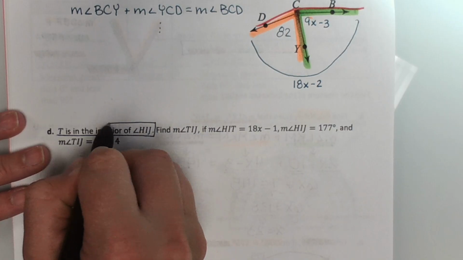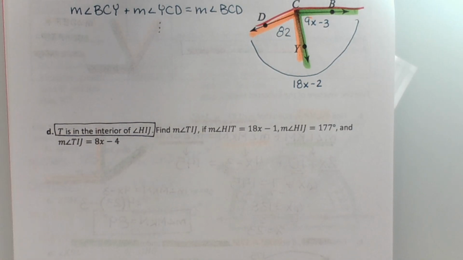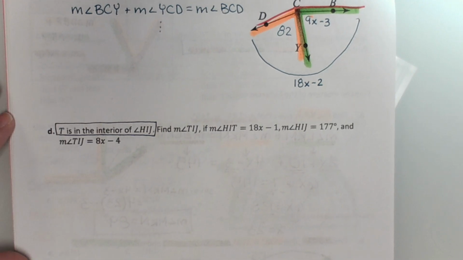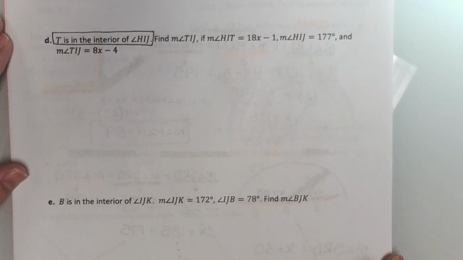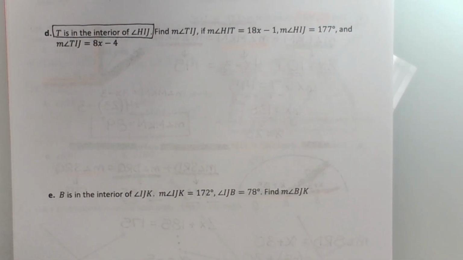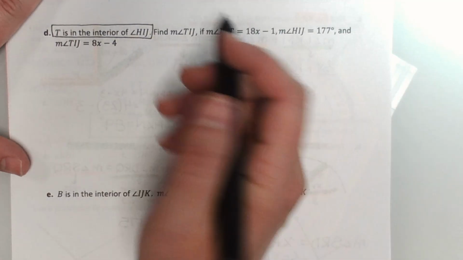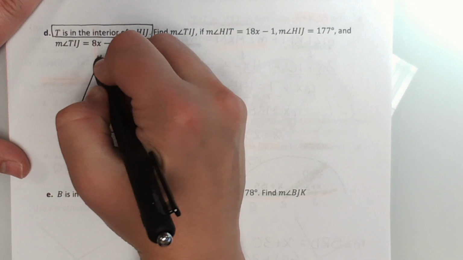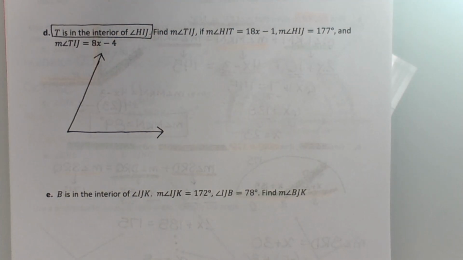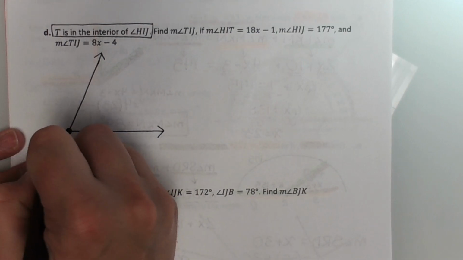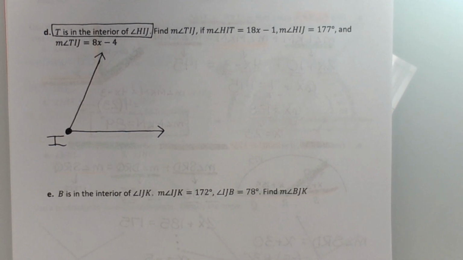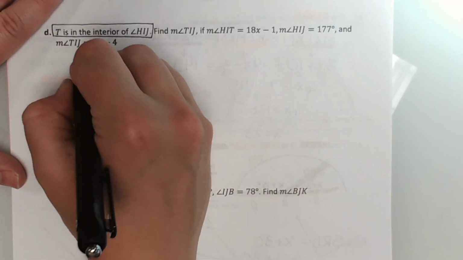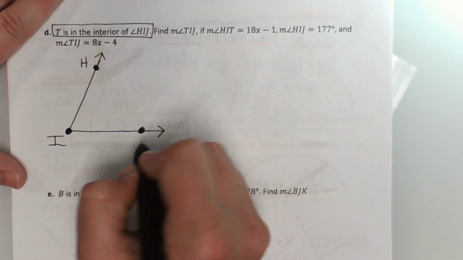Yesterday, I talked about this idea of interior points and exterior points. In this picture, we are told that T is in the interior of angle HIJ. That means I've got an angle HIJ. So what I'm going to do is draw myself an angle, and I'm going to call it HIJ. Now, if it is HIJ, the vertex is I. H and J need to go on each side. Doesn't matter which one puts the H and which one gets the J.